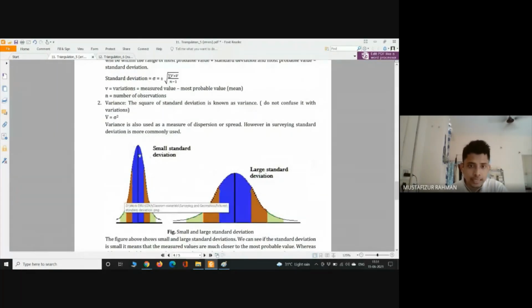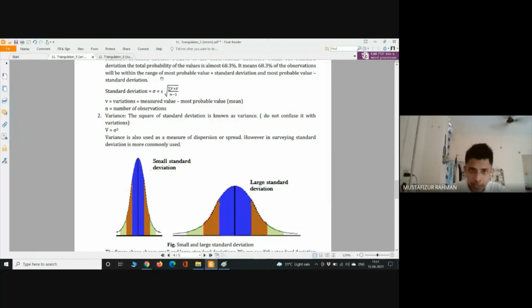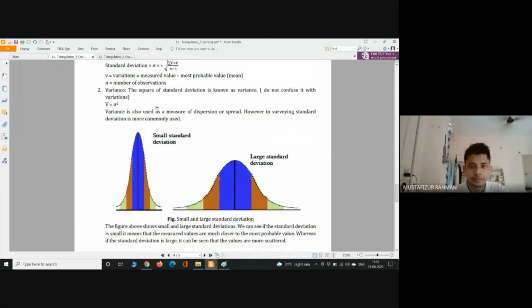Here the distribution is like this, and here the distribution is like this. So here we have a smaller standard deviation, which means all our measurements are very close to the mean value. And here we have a larger standard deviation, which means our measurements are not so close to the mean value. So here we have this formula for standard deviation. We will see it when we do the numerical.